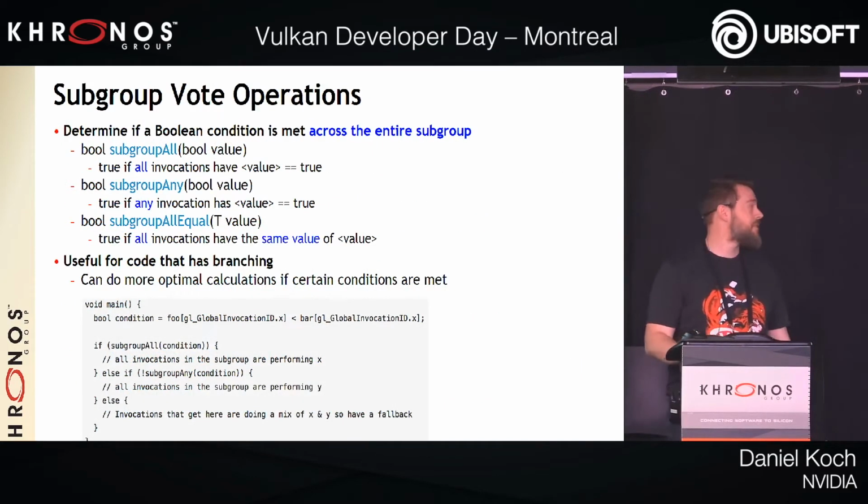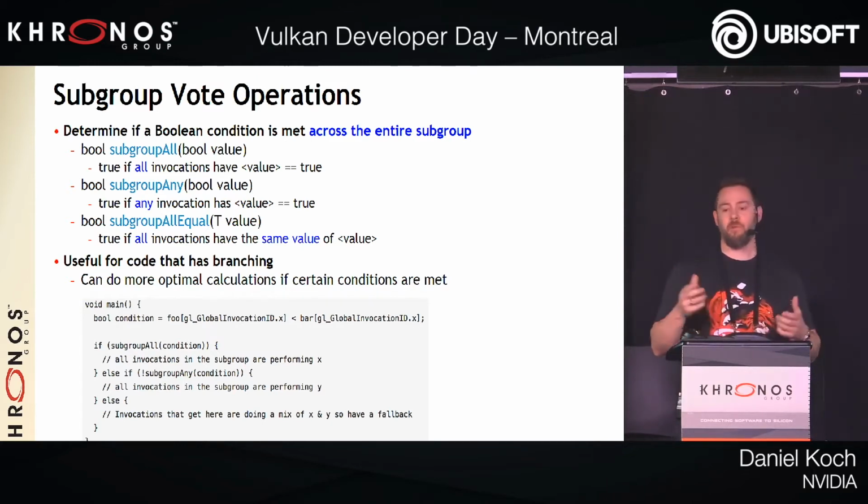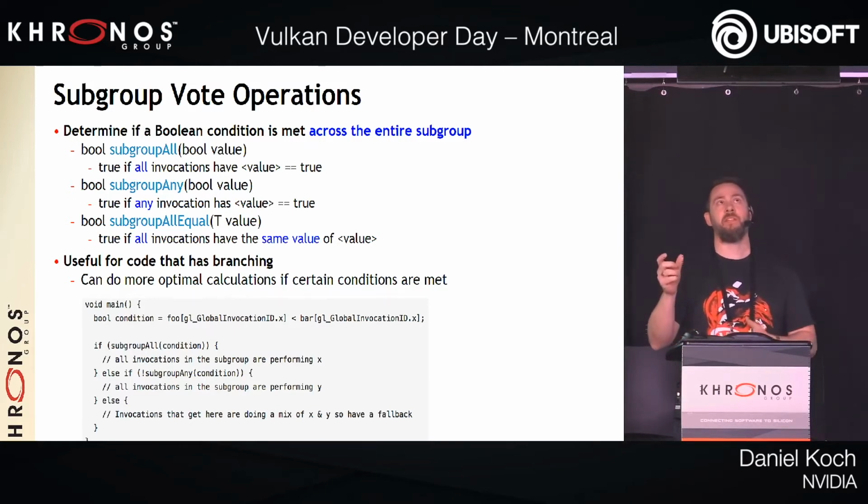So the vote operations, this is the next grouping. These allow you to determine if a Boolean condition is met across the entire subgroup. So if you have a Boolean condition, like value equals 5 or value greater than 6, you basically say subgroup all, and then you put the Boolean condition in there, and it returns if all the invocations are going to hit the same condition, and same for any and for all equal. It's basically the Boolean conditions there.